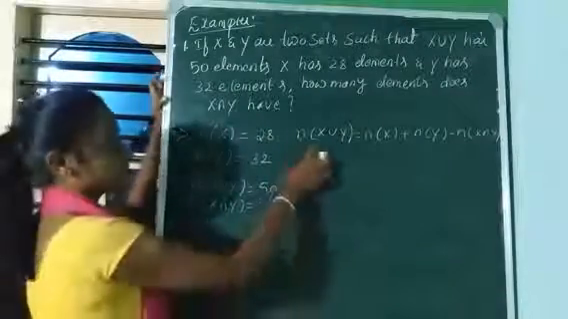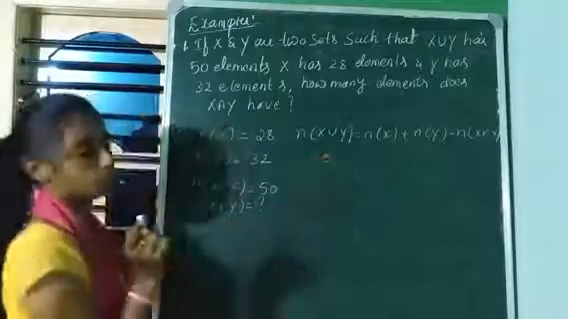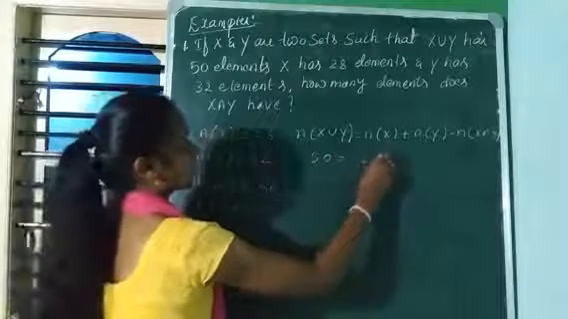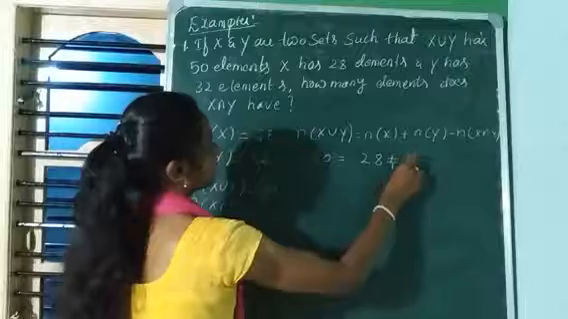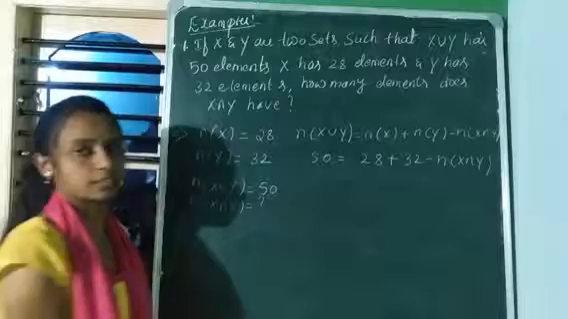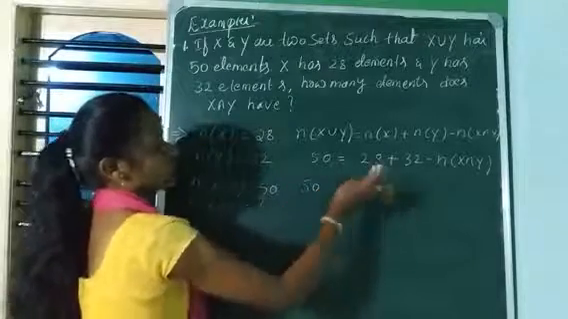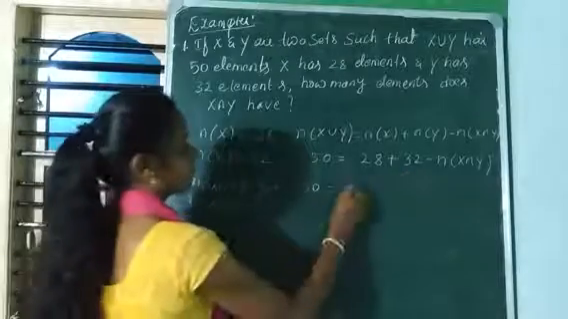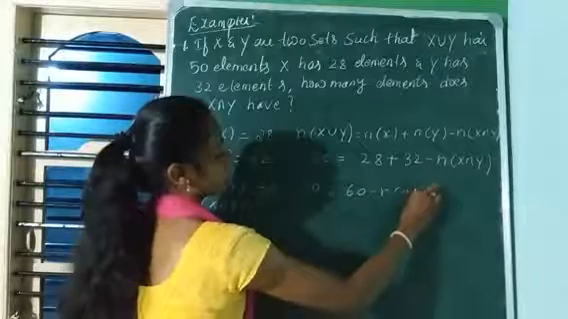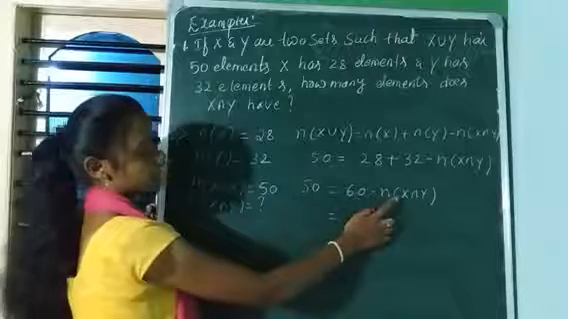Okay. Now the union is also given. Union is nothing but 50. The total elements in both the sets is 50. Next is n of x, which is 28. n of y is 32. And we need to find this one, so we just keep it as it is. Now we add both: 28 and 32 is 60. So 60 minus n of x intersection y. You just keep the 60 here, because we need to find this one.